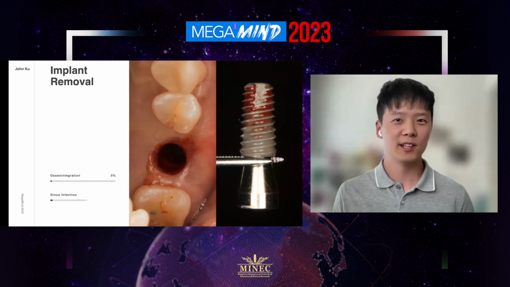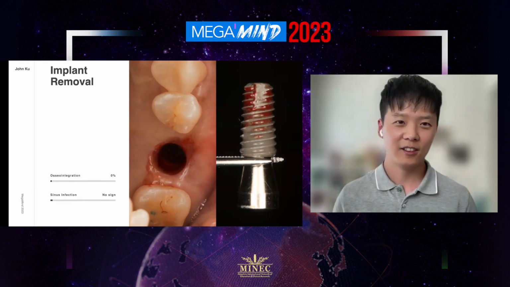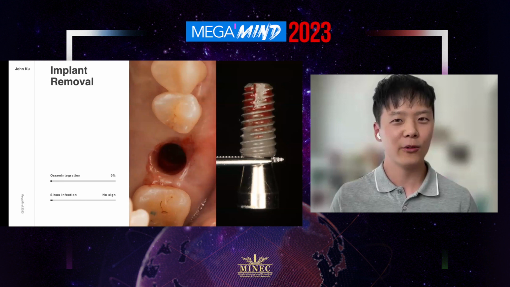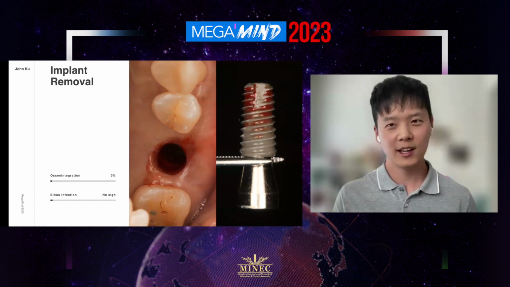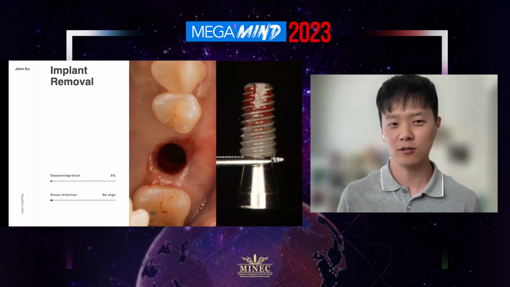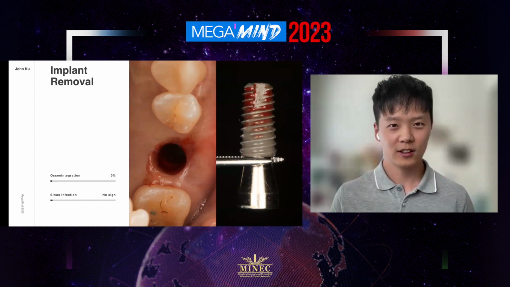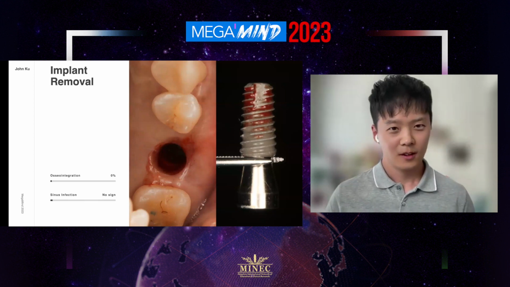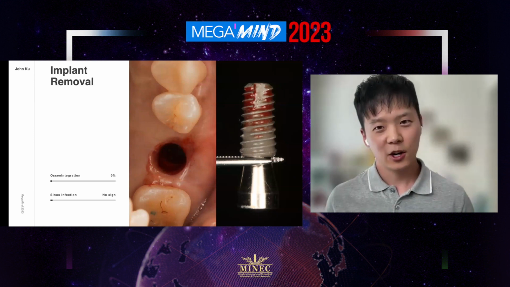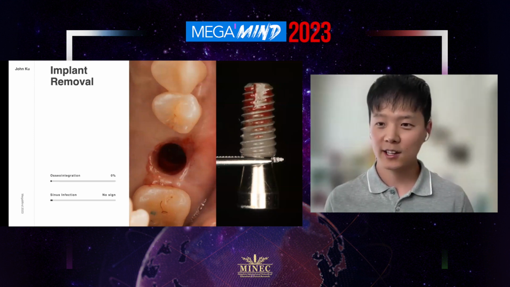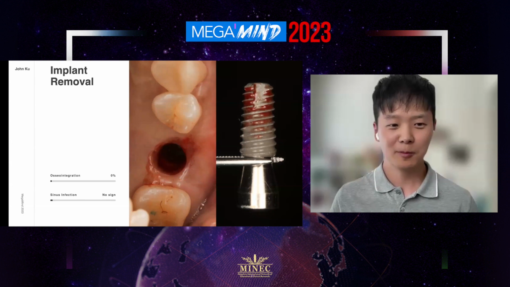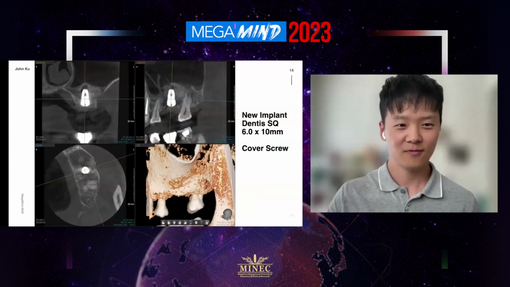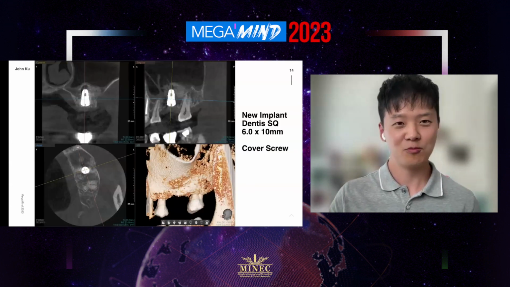The implant just spins right out, and there was soft tissue lining around that implant, which indicates fibrous encapsulation. In other words, 0% osseointegration. But the silver lining is there was no sign of sinus infection at this time. So there was a little bit of hope. So what did I do?